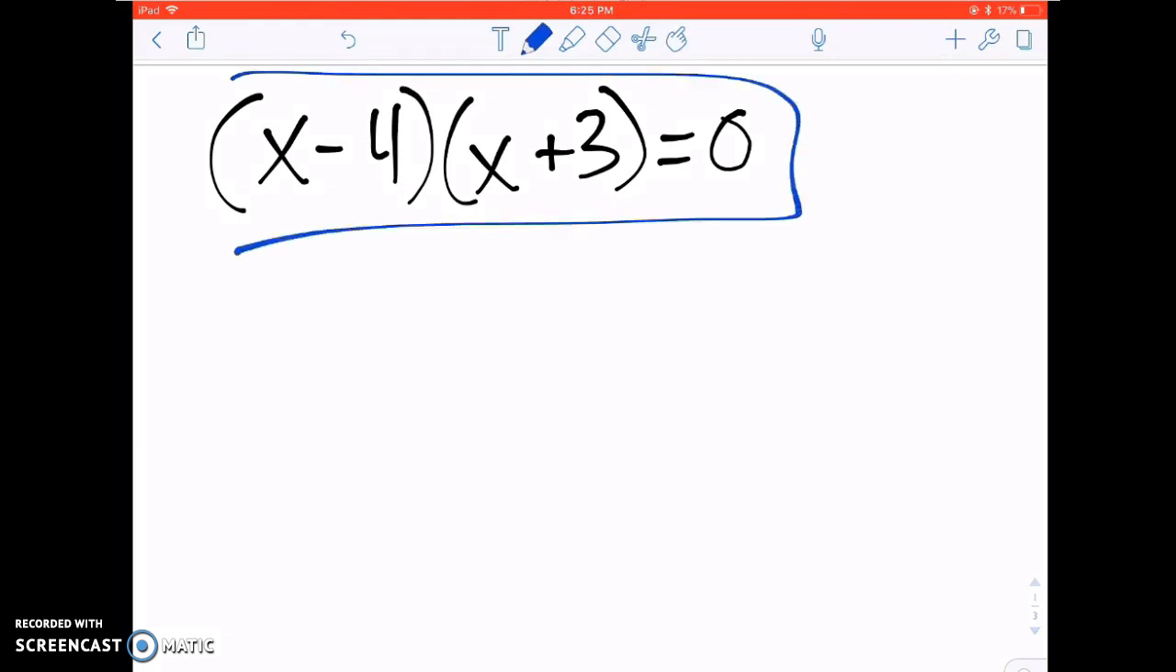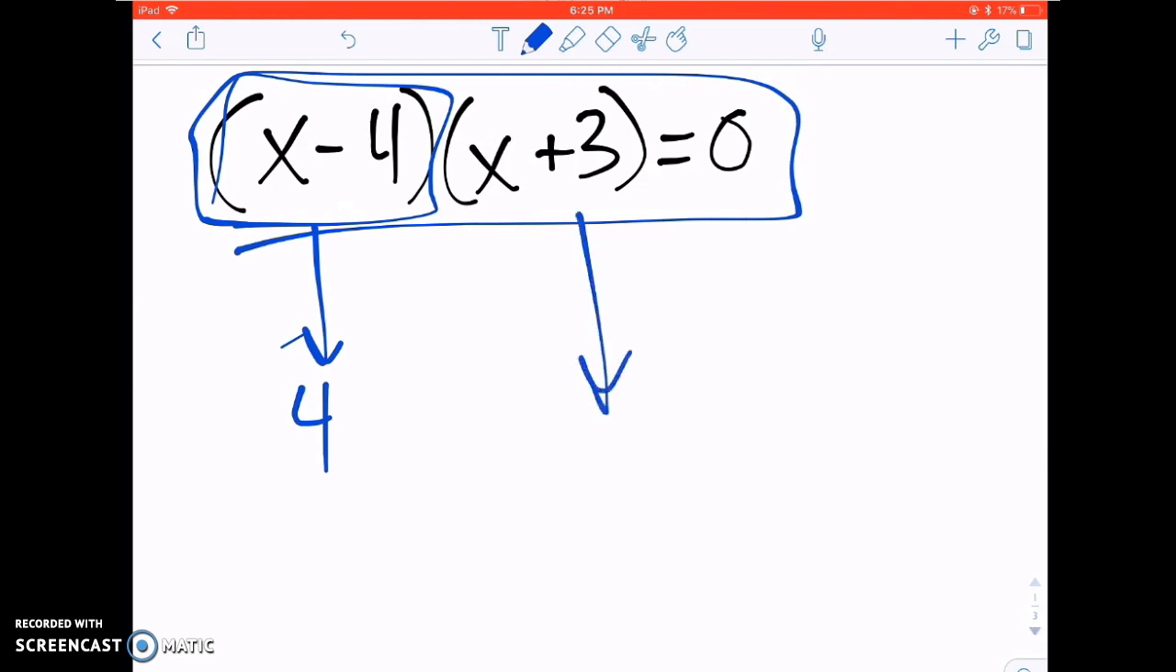When you see something like this, without even finding the axis of symmetry and the vertex, you can look at this and be like, hey, I think I have a 0 at 4. If I plug in 4, that will make this whole thing 0. And I have a 0 at -3. If I plug in a -3, it'll make this whole thing 0. Either way, it makes my equation 0.